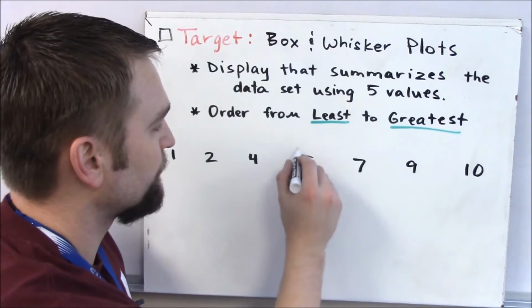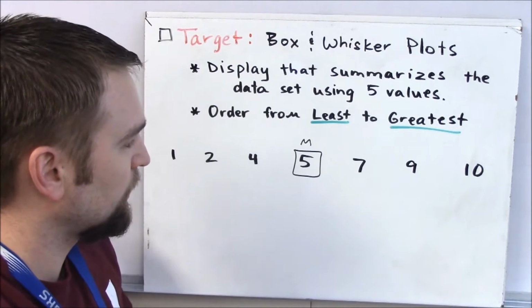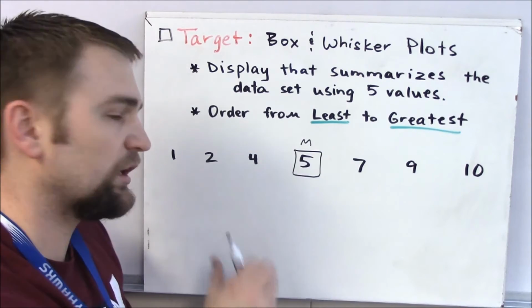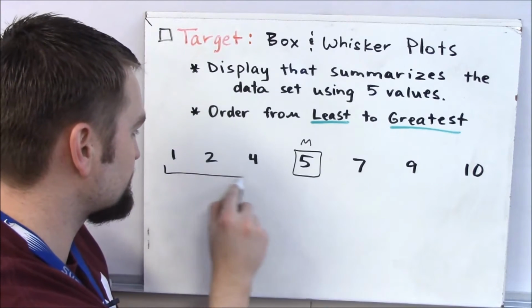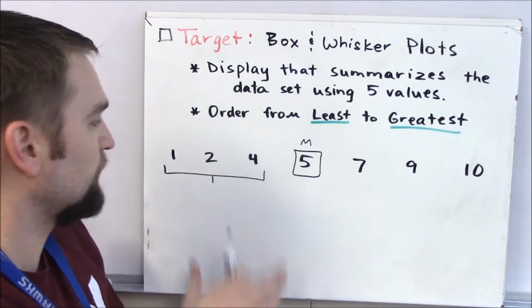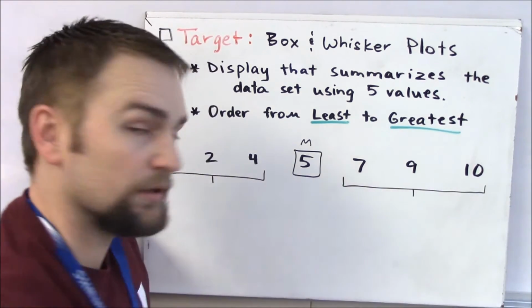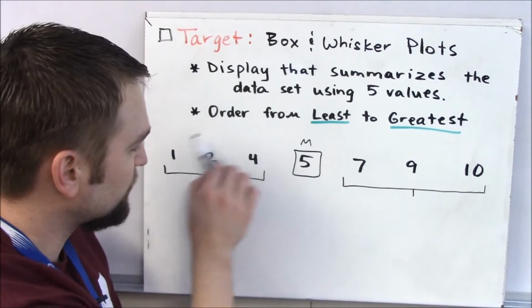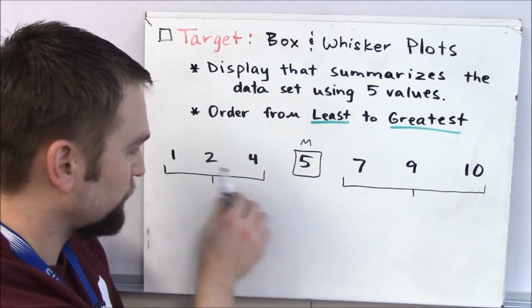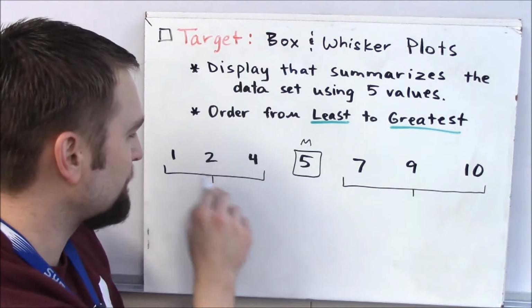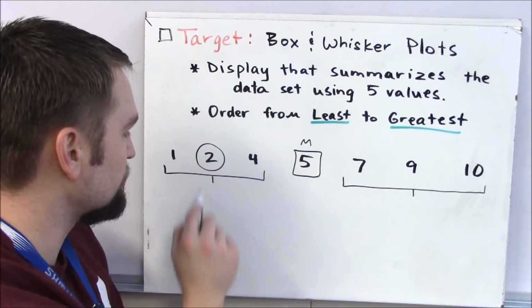So the middle is right here, the median. That's going to be my median. Then I'm going to look for the upper portion and the lower portion. This data right here is the lower half. This data right here is the upper half. Now, let's look at the lower half. I have a 1, a 2, and a 4, so 3 pieces of data. I'm also going to find the median of just the lower half, and in this case, the median would be 2.